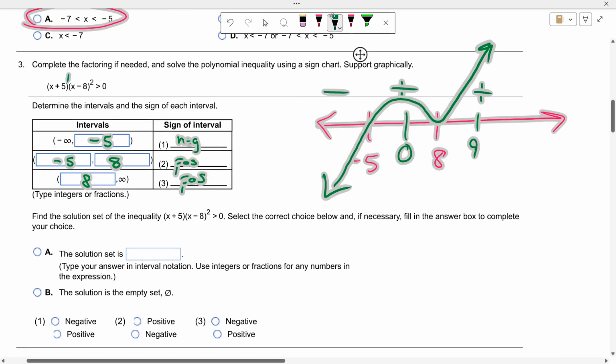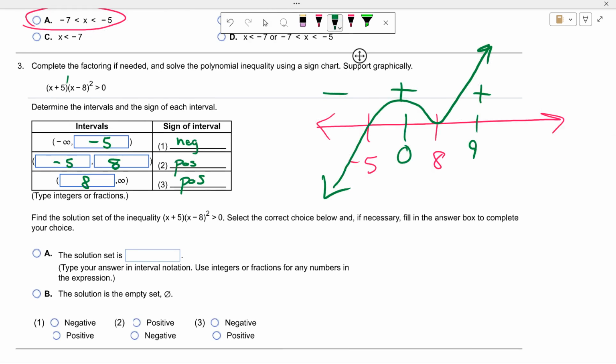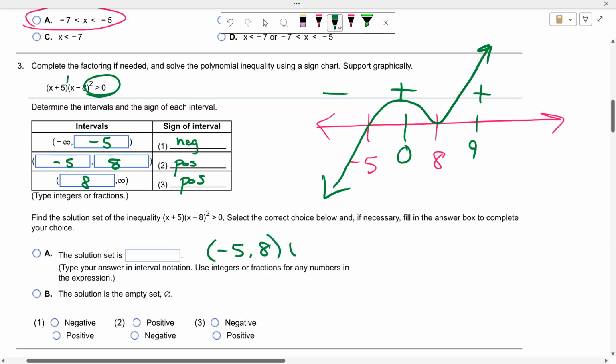So what is the solution set? Well, the solution set in interval notation is where, because they're wondering, where is it greater than 0? Where is it positive? Well, it's from -5 to 8 in union with 8 to infinity.